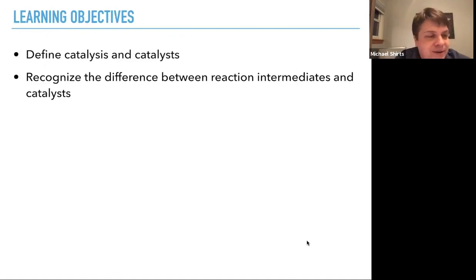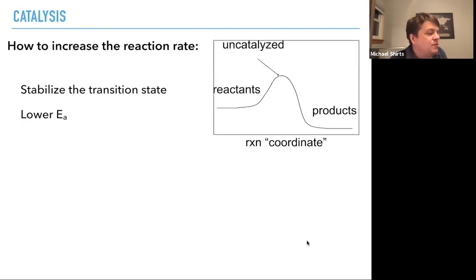At first, sometimes it can be a little confusing because these are both things that don't occur in the net balanced reaction, but are important in intermediate steps. So how do we increase the reaction rate? A lot of times we want to make something faster, right? We've got a rate determining step. We have some large activation energy, and it's just really slow.